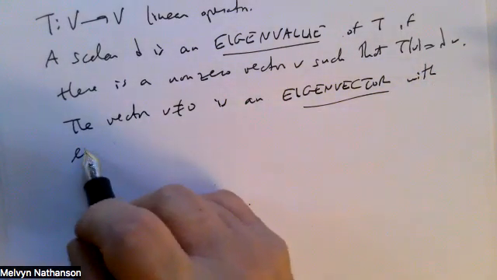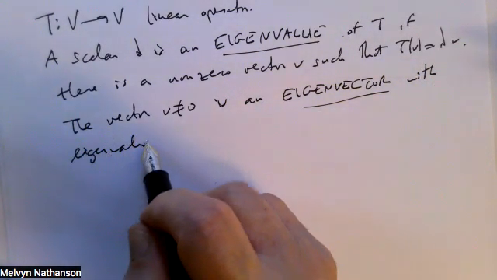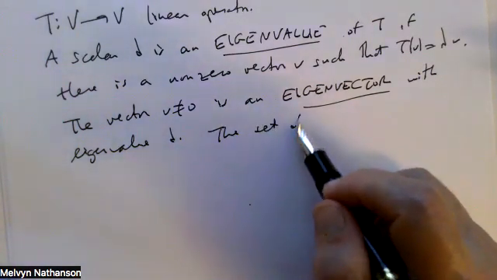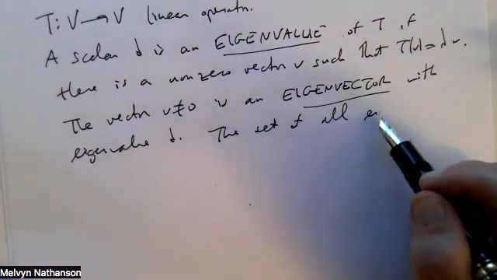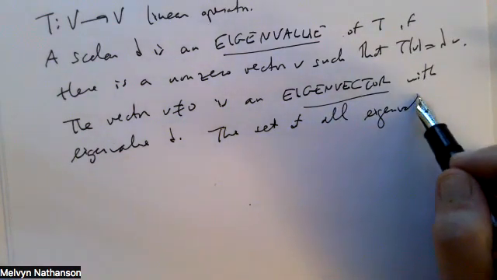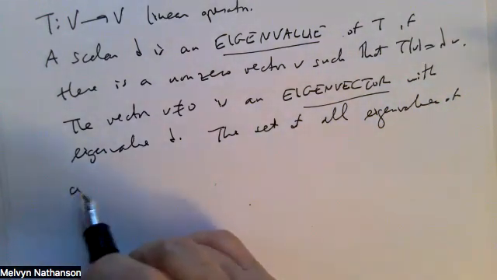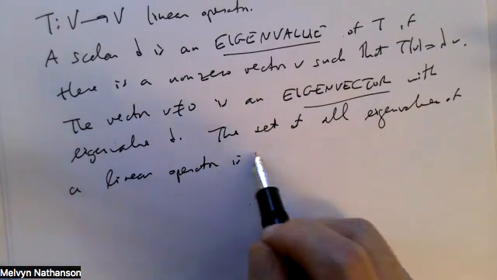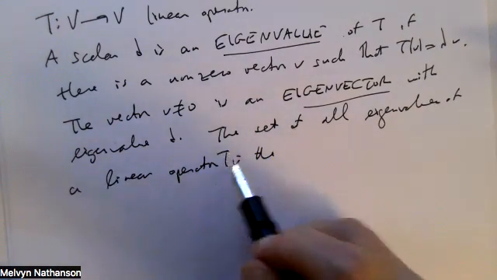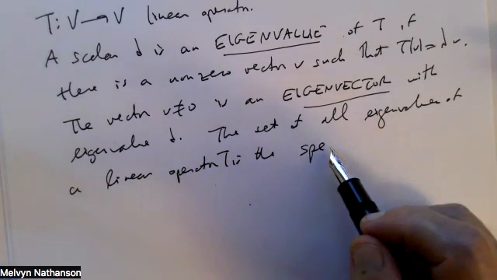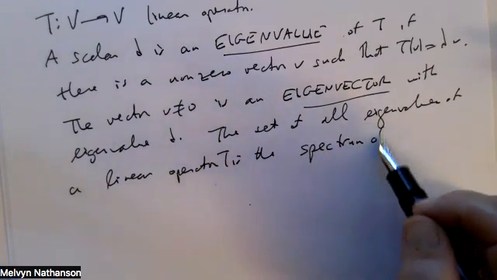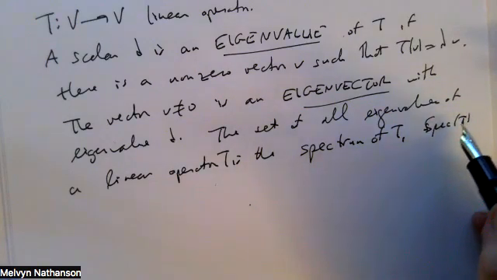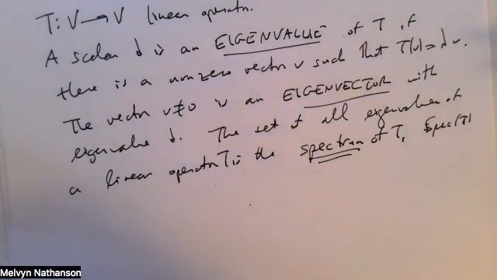With the eigenvalue lambda. And the set of all eigenvalues of a linear operator T is what is called the spectrum of T, or spec T is how it's abbreviated, but the spectrum of T.